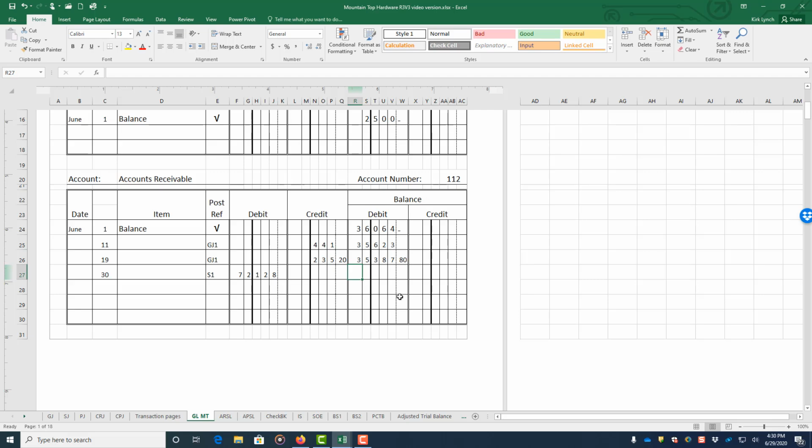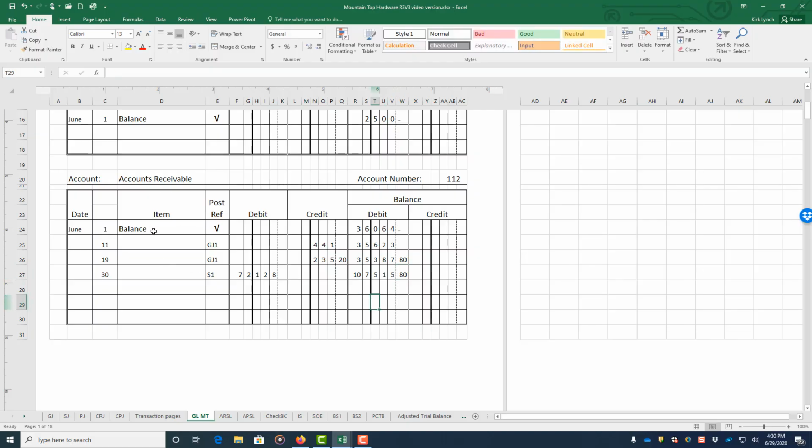We had $35,387.80 and we've just added 72,128. That makes the new balance of this account $107,515.80.